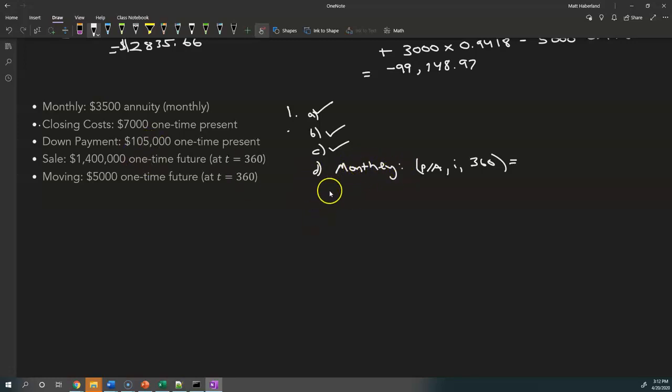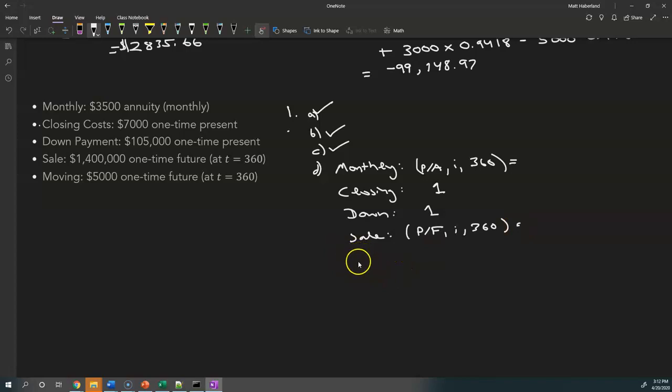All right, we've got closing. Our discount factor is 1, right? Closing cost is a present payment, discount factor of 1. Same thing with the down payment. Discount factor is 1. Sale. Got $1,400,000. Future payment at t equals 360. So let's look at my spreadsheet, but we need the symbol for that. So we want a present. We've got a future value, and it's 360 months in the future.